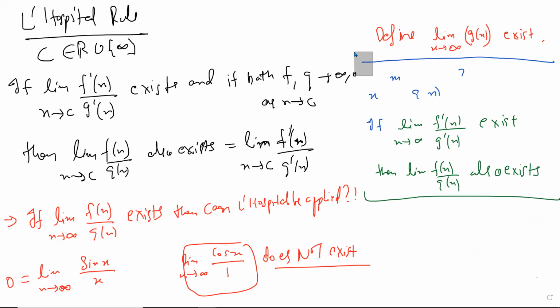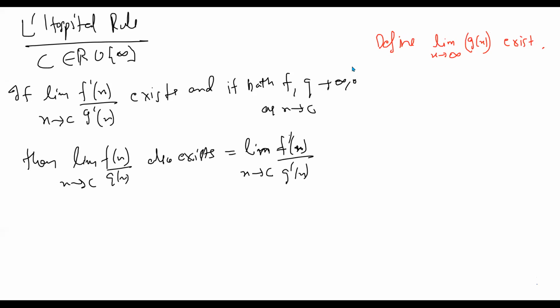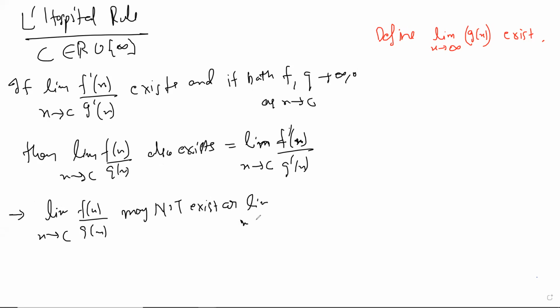So let me remove this. We have seen L'Hopital's rule from different angles now. This one we understand. So here is the thing then. In general, the limit of f(x) by g(x) as x tends to c may not exist, or the limit of f'(x) by g'(x) may not exist. What I'm trying to say is that one of them might exist, but the other might not exist. This might also happen.